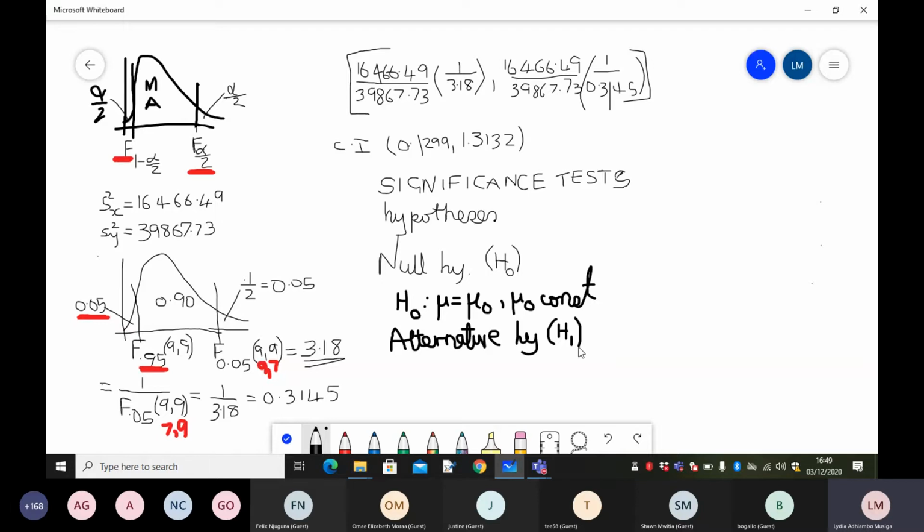Now, we are talking about the alternative hypothesis. So can we get an example of that? To have an alternative hypothesis, first and foremost, there must be a null hypothesis.